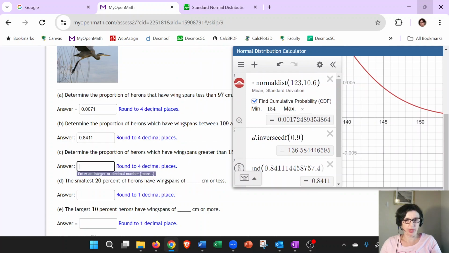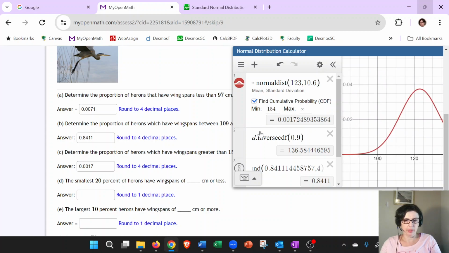So if I were to enter it, that's going to be 0.0017 because the next number is a 2, so I don't have to change it. Okay, so that's a very, very small answer. Okay, let me go back and zoom fit it.